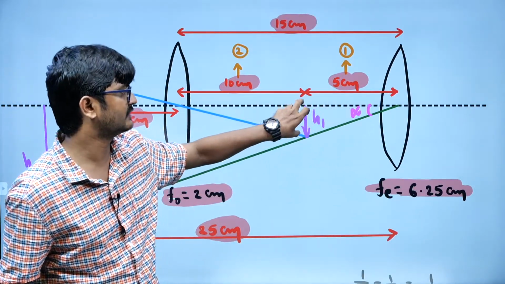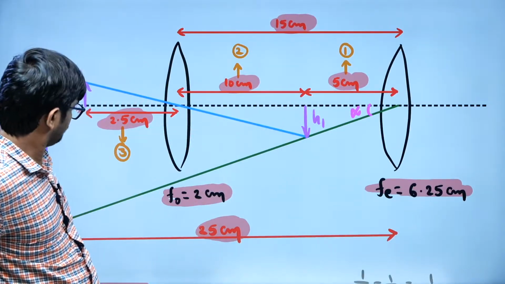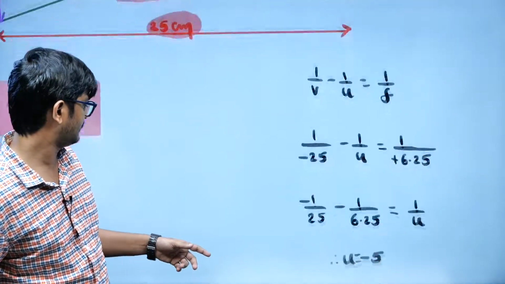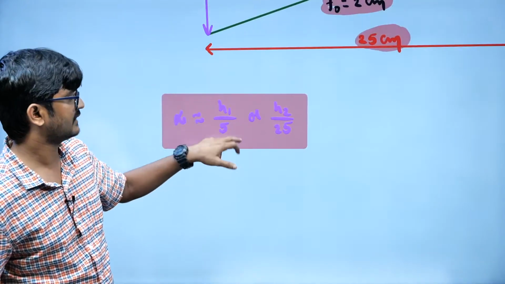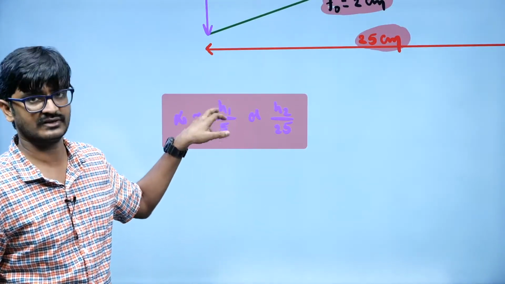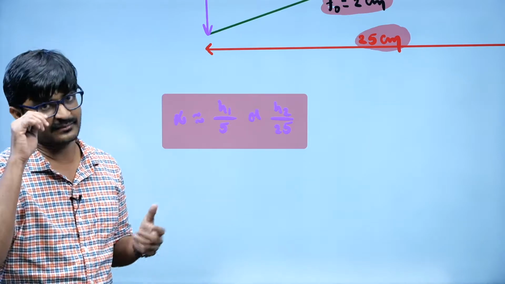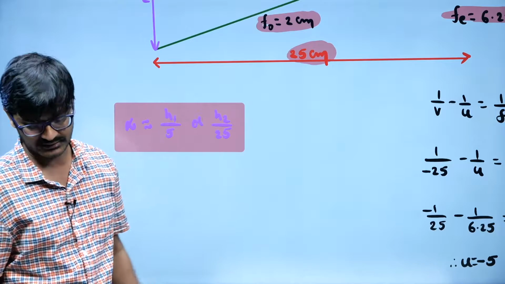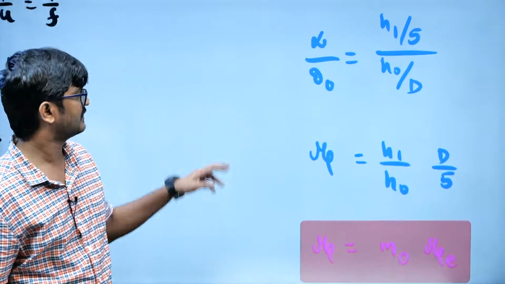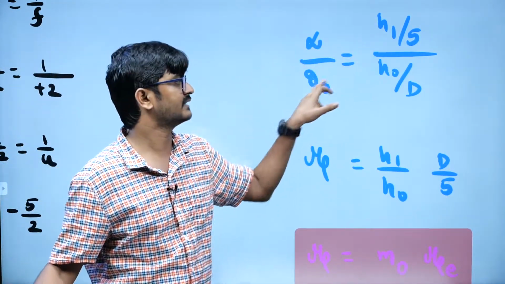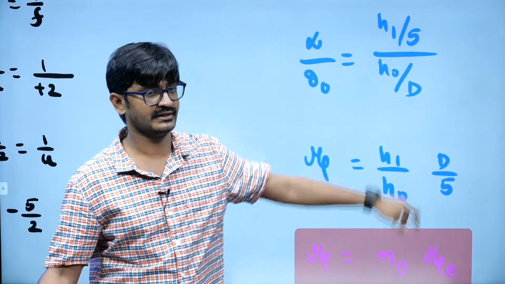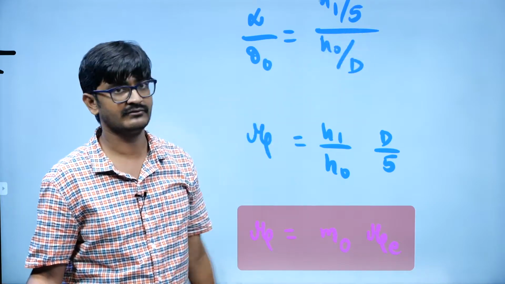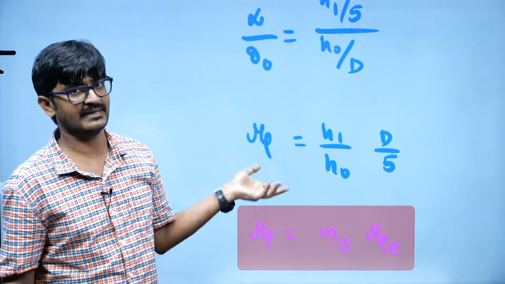What is alpha? Alpha is h1 by 5 or h2 by 25. So alpha is either h1 by 5 or h2 by 25, but I will be taking h1 by 5. Now what I need to do is find the angular magnification. Angular magnification is going to be alpha by theta naught. Alpha is h1 by 5, theta naught is h0 by 25. Now when I do this, I will get h1 by h0 into d by 5. Now this entire thing is called the angular magnification.